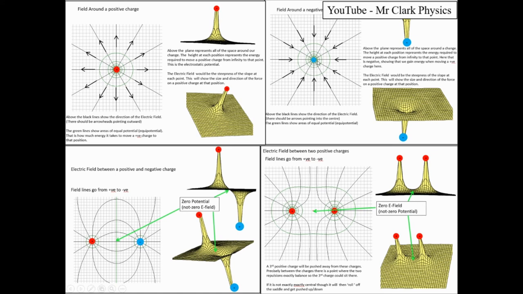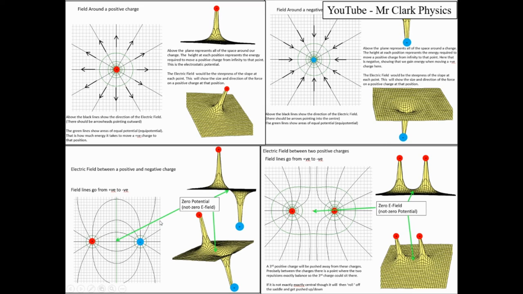I should also note that the density of these field lines indicates the strength of the field, and you can also identify points where there is no electric field by comparing them here. So this point there, for example, is where the electric field will be zero. This point over here, it's not zero because both the fields work together and it's actually very, very strong there.